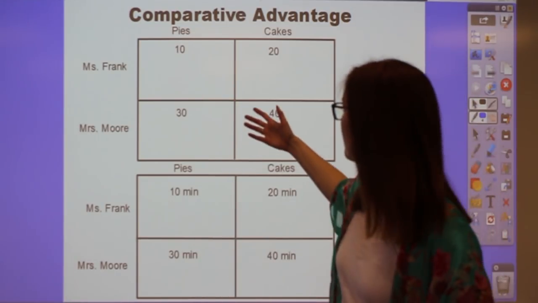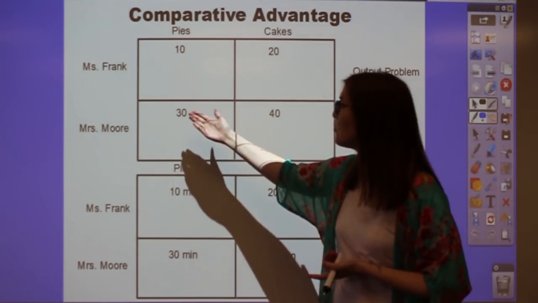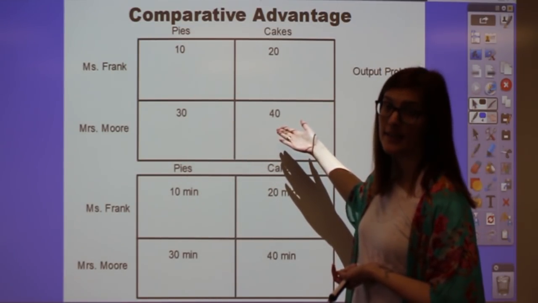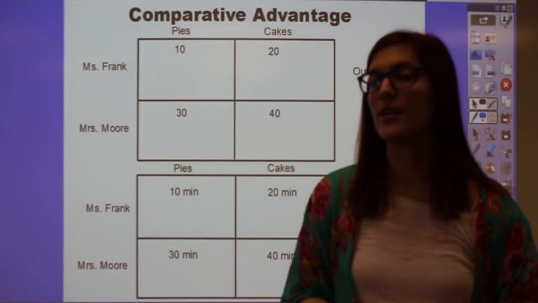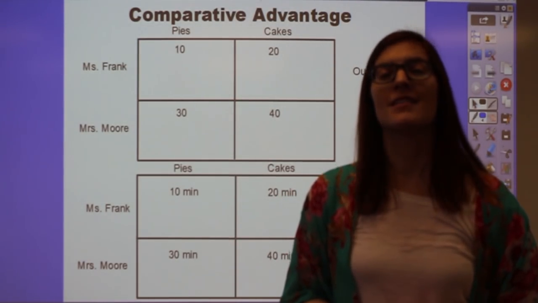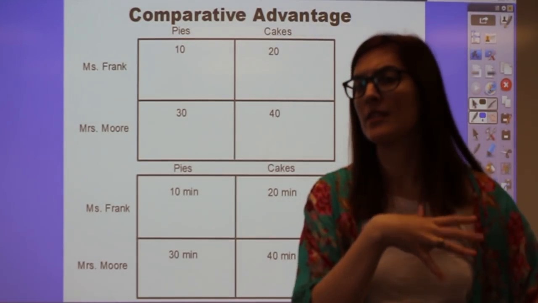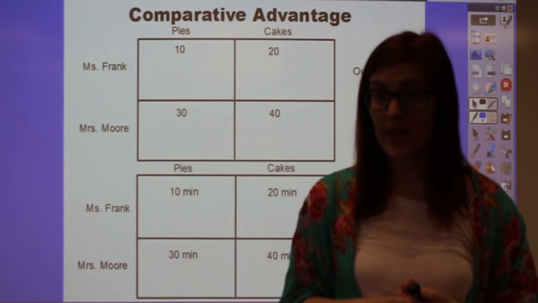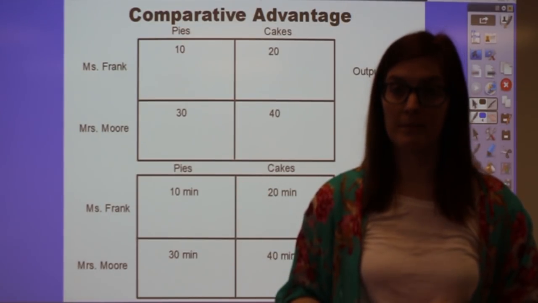In an output problem, the larger number has the absolute advantage. She can make more pies than I can in an hour, and she can make more cakes than I can in an hour. But that doesn't mean she shouldn't trade with me. We don't base trade on absolute advantage, because if we did that, most countries wouldn't trade with one another. They would just try and focus on everything they're better at themselves. Instead, we base trade on comparative advantage, by how much we're giving up instead of just who's better.